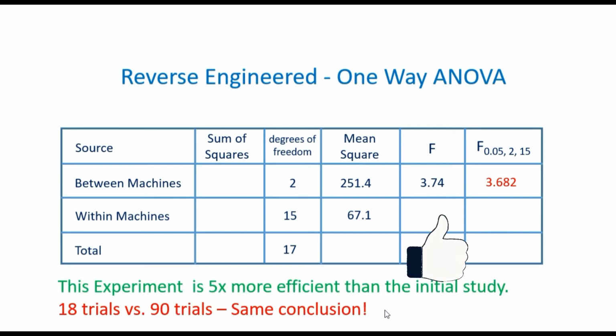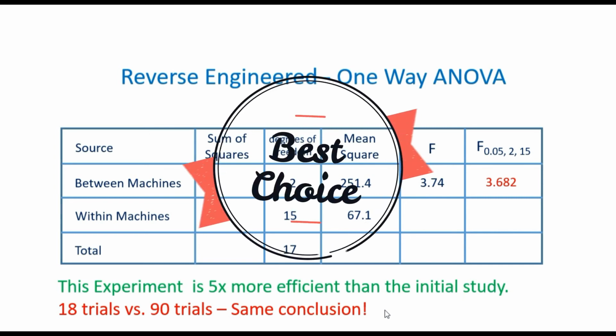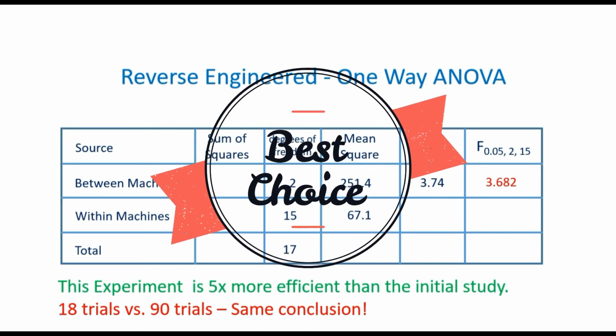So this experiment is actually 5 times more efficient than the initial study, because it only required 18 trials versus the 90 trials in the initial experiment with the same conclusion. So I hope this illustrates the effectiveness of reverse engineering.